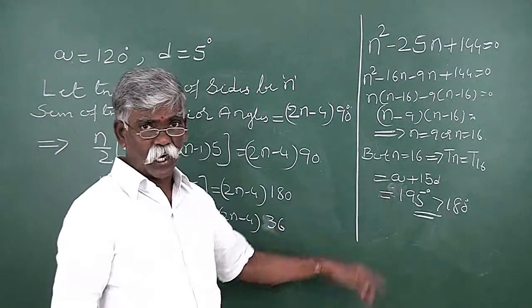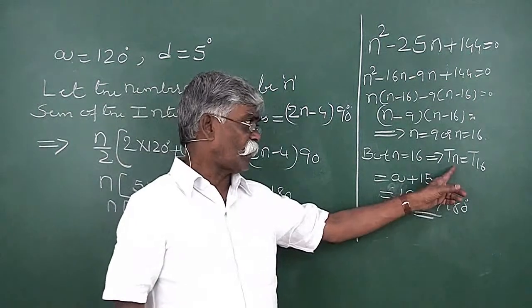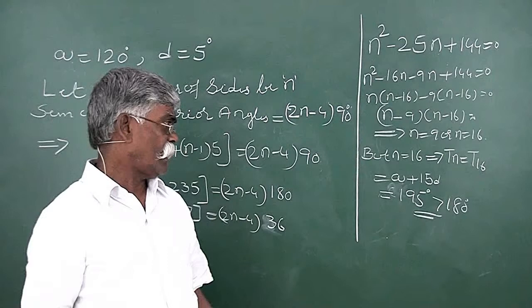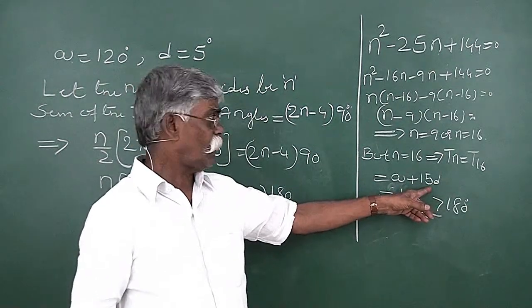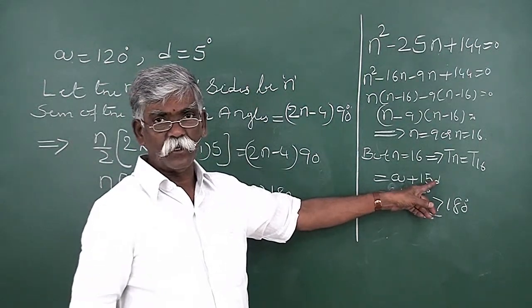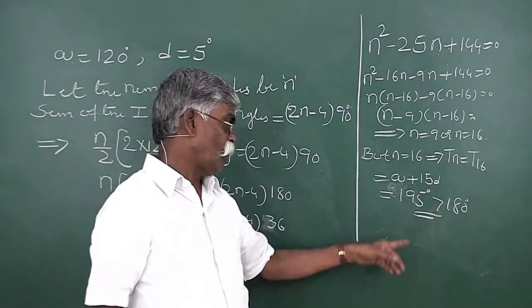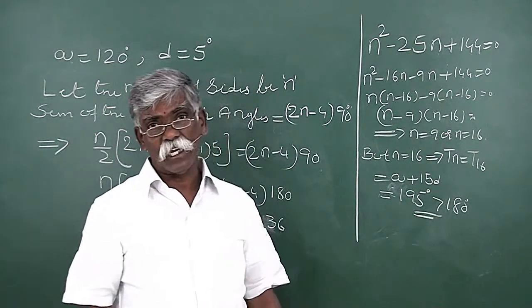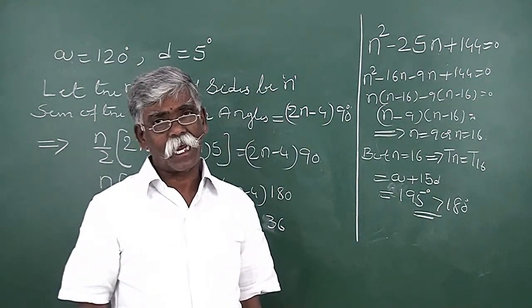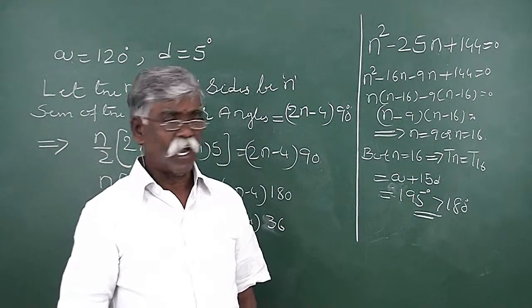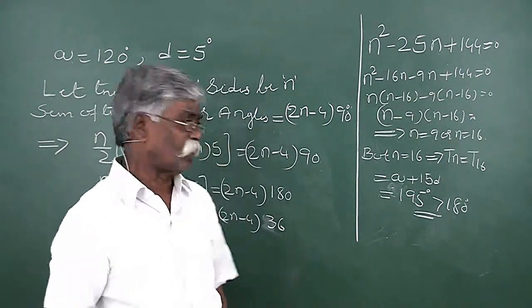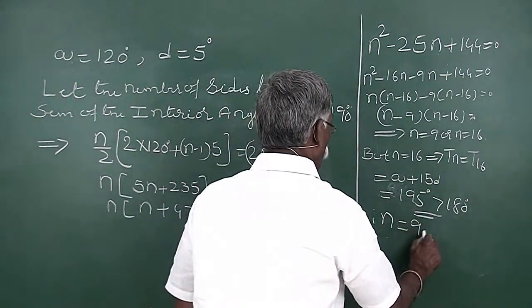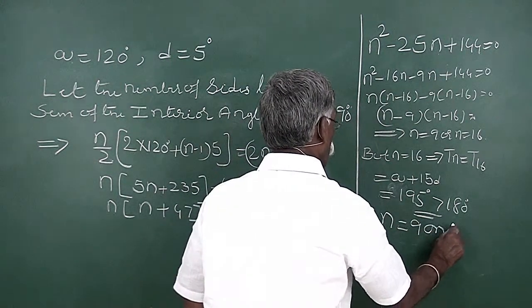But n equal to 16 implies the last angle Tn is equal to T16, which is a plus 15d, a is 120 and 15 into d means 5 is 75. 120 plus 75 becomes 195, and it is greater than 180. No interior angle can be greater than 180. Hence n equal to 16 is rejected. Therefore n is equal to 9 only.